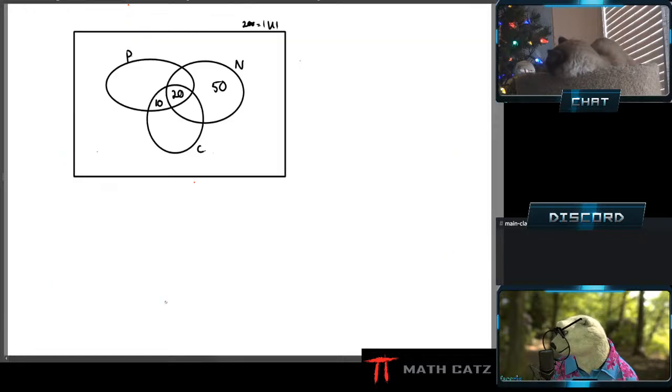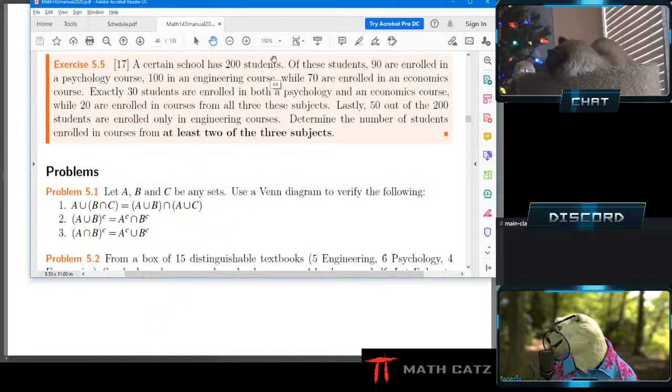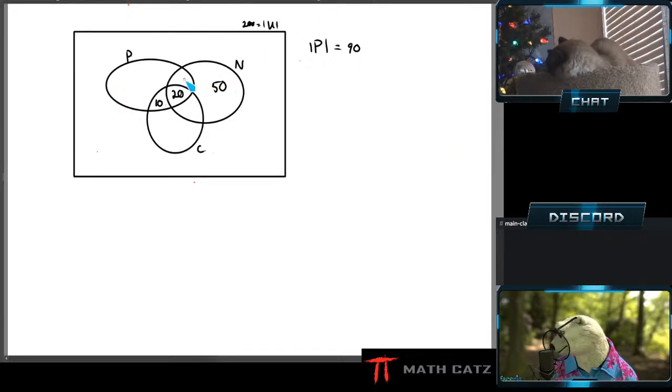90 are enrolled in psychology. I still have 2 missing regions of psychology. So now I'm going to just put it on the side there. I can't put it in. Okay. As long as I'm aware that it's information I might need. 100 in the engineering course. Missing regions for the N circle. Close, but nope.